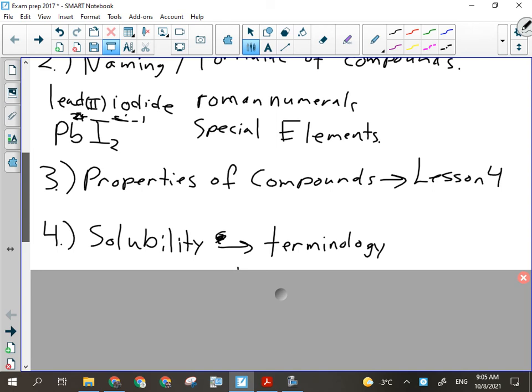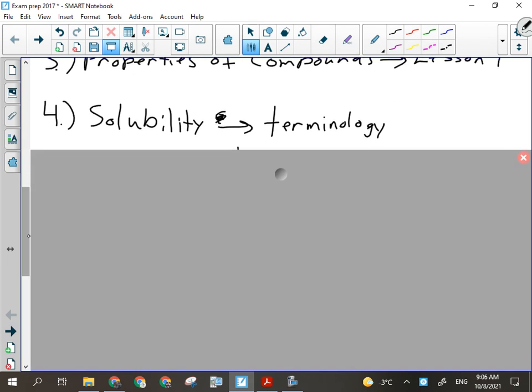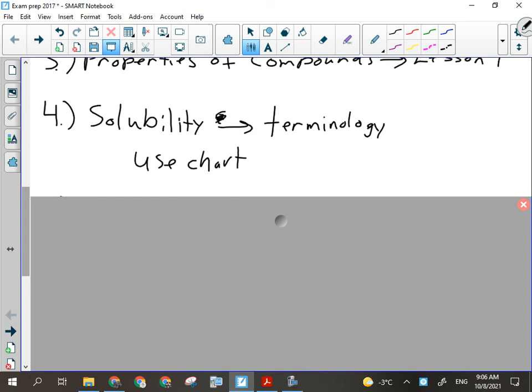If this thing dissolves in water, it is A, soluble, B, a precipitate. There could be some questions like that, but mostly you need to know those terms because I'm going to use them in all of the wording that I use. So you need to know your terminology, but you also need to be able to use your solubility chart.